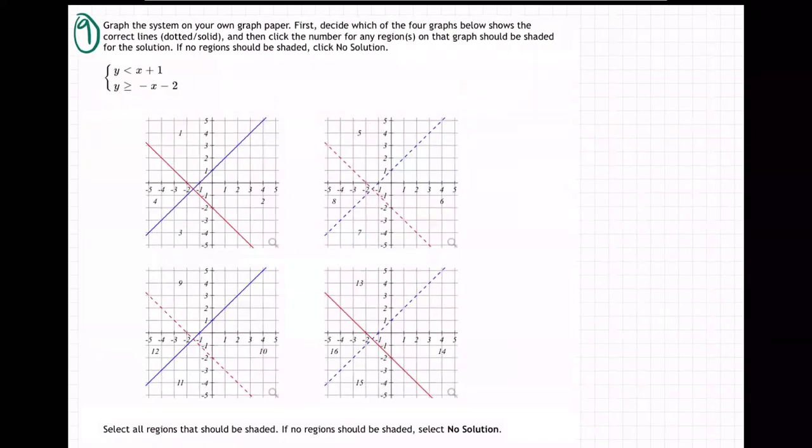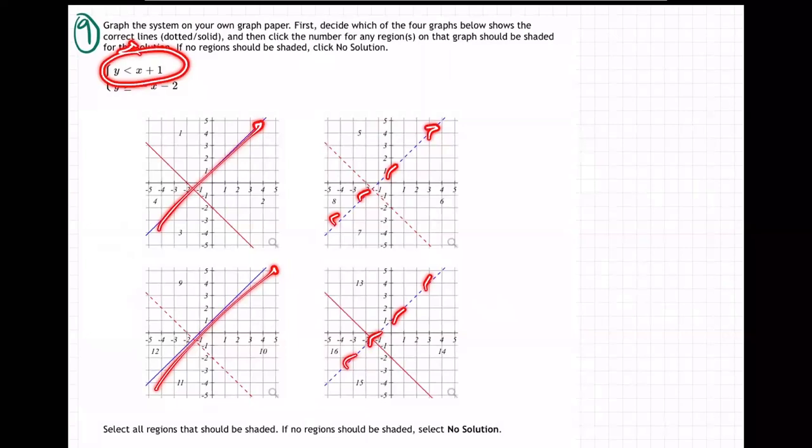So first off, you've got to figure out what's going on with the lines. First, you've got to figure out which line is which line. So how about this one right here? Y is less than x plus 1. Is that the blue line on the top, whether it's dotted or solid? Is it the blue line on the top, or is it the red line that's on the bottom?